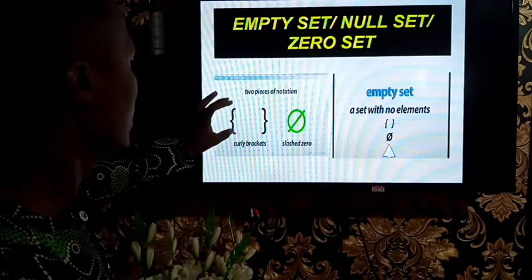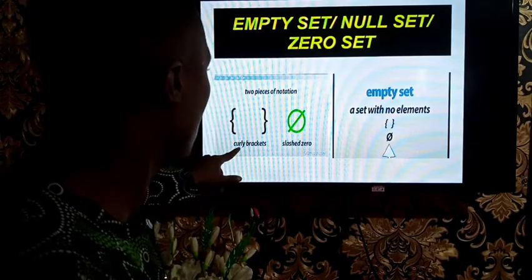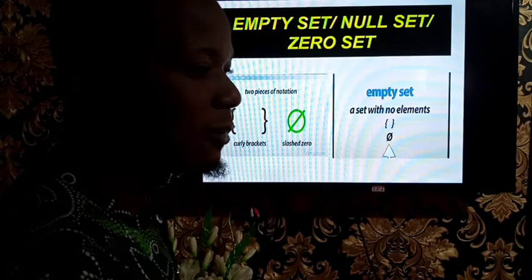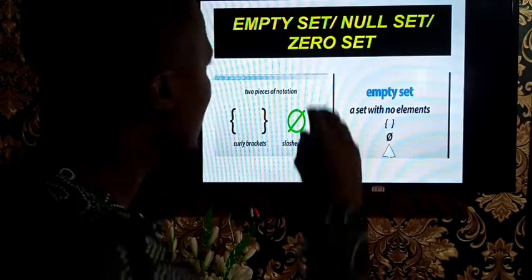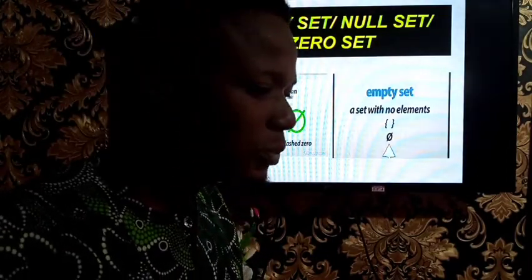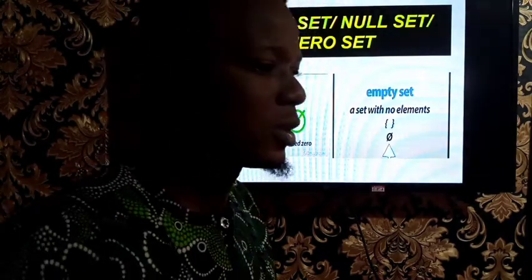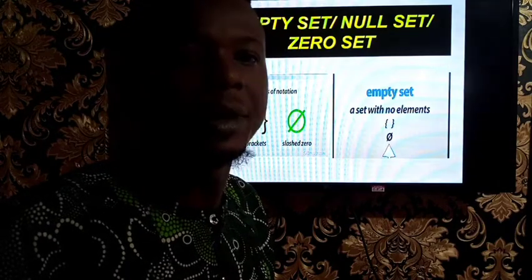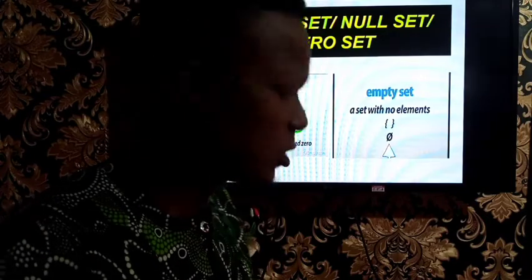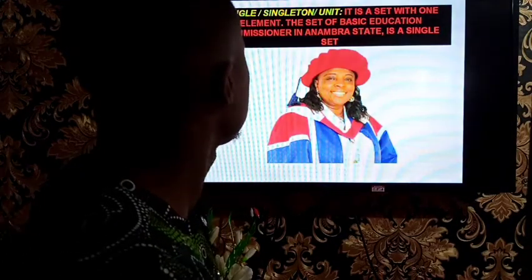Okay, so these are the two ways you can represent an empty set. You can just make a bracket like this. Remember, the kind of bracket tolerated in set is just the curly bracket. That is the kind of bracket we permit in set. So an empty set is a set with no member. For example, if you come to your school as a secondary school student and you have no principal in that school, it means that the set of principals in your school is an empty set because nobody is occupying that particular position.